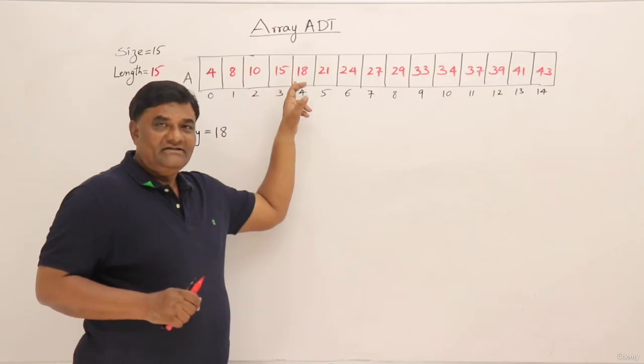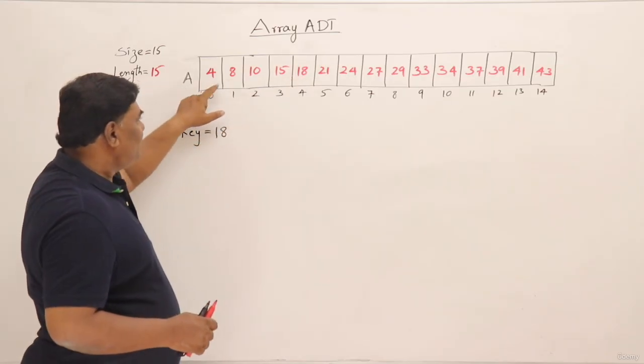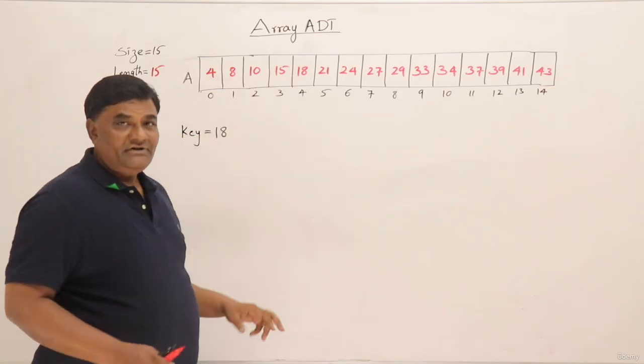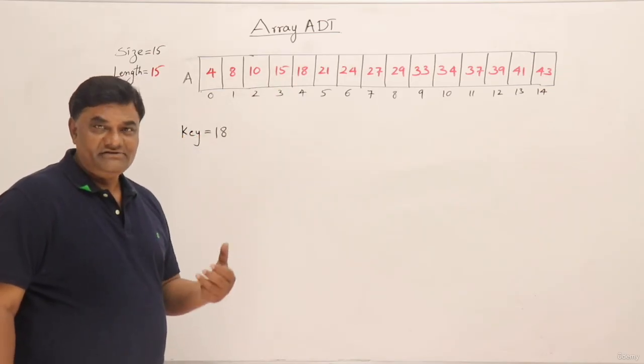If I am performing linear search, in how many comparisons can I find 18? 1, 2, 3, 4, 5. So in 5 comparisons, I'll be reaching there. Now let us see how binary search works.